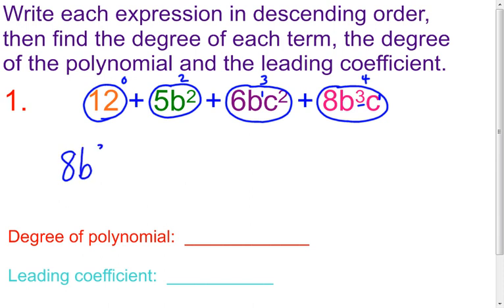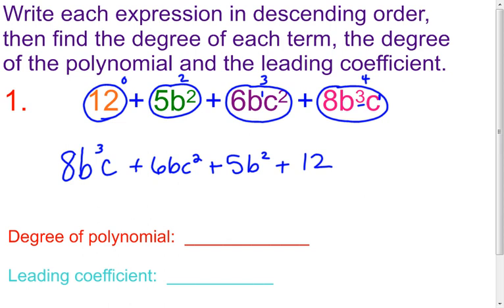8a b cubed c plus 6bc squared plus 5b squared plus 12. And now my exponents are in descending order.